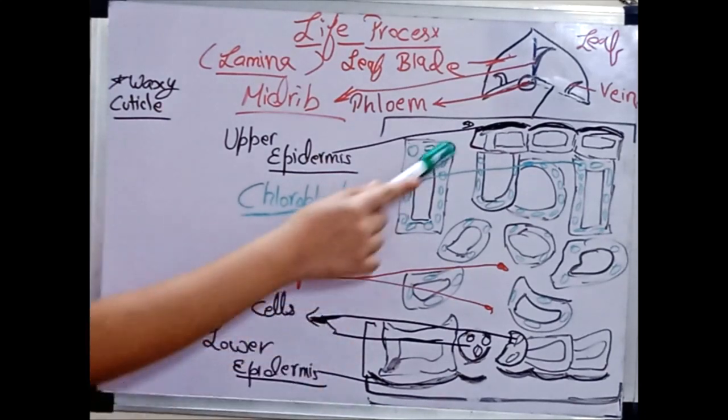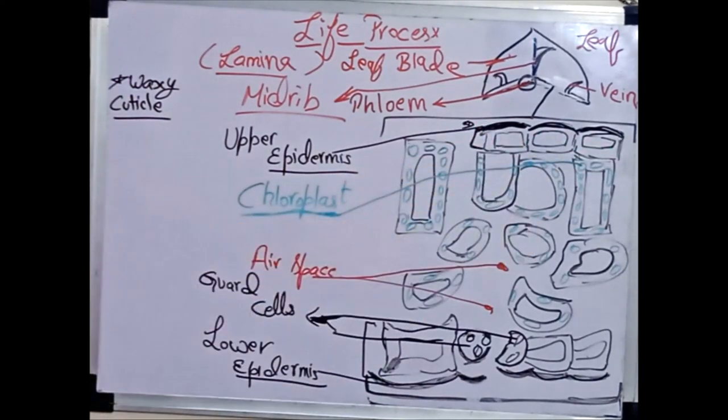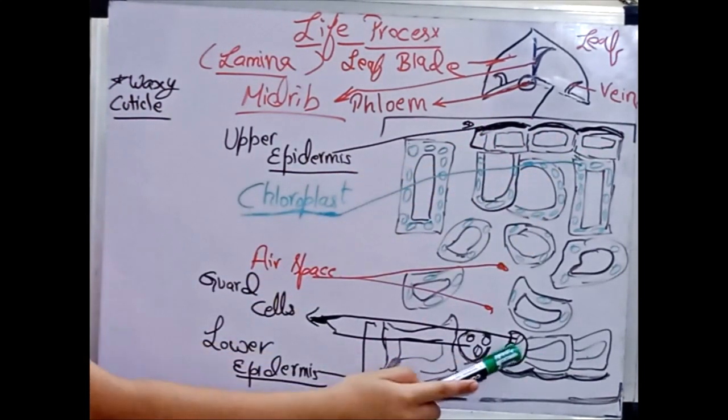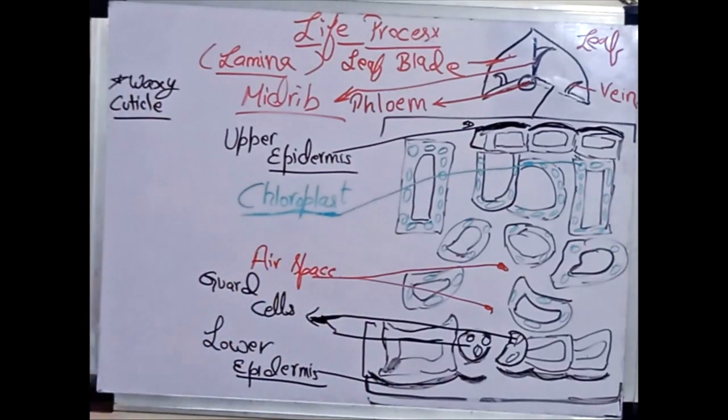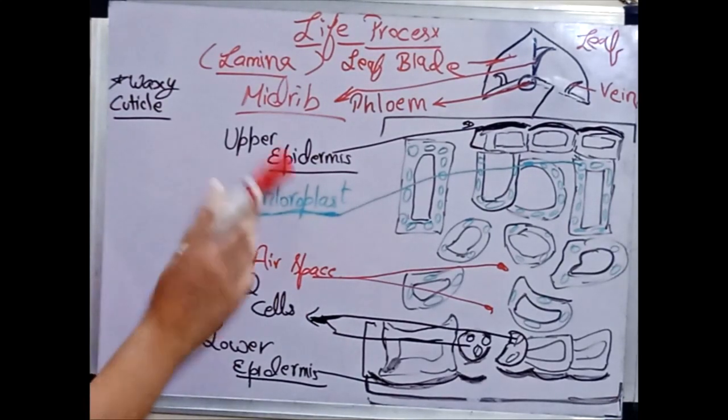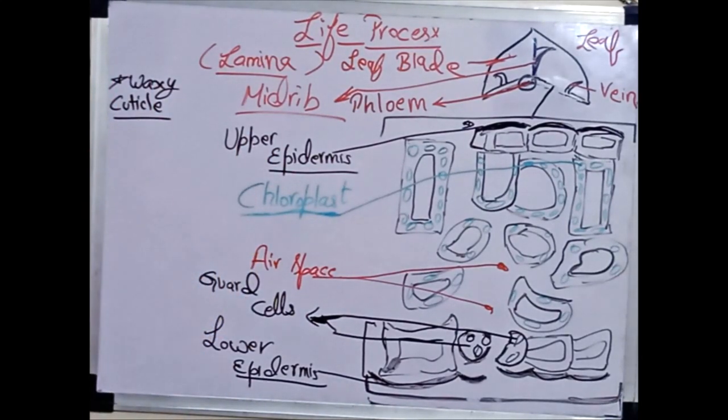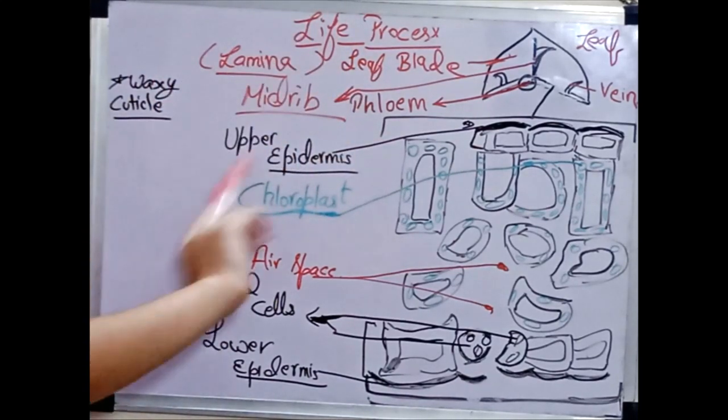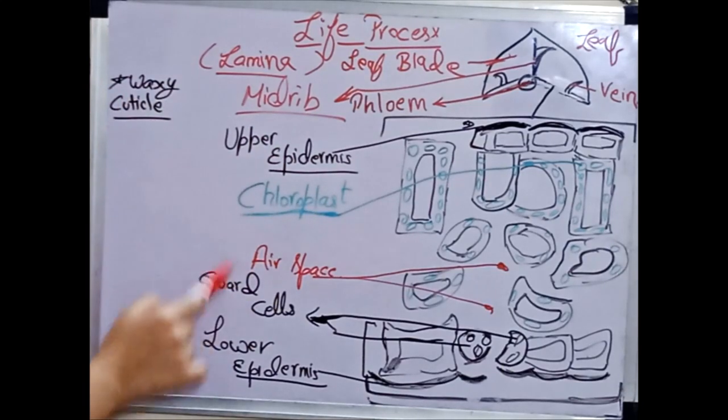Okay? This whole epidermis, these three are epidermis, but here it's your guard cells. Guard cells are related to stomata. We are going to learn about it. Air spaces are there. In every picture, if you enlarge it, you will see the air space because it's necessary. We discussed lamina, leaf blade, upper epidermis, air spaces, guard cells, lower epidermis.